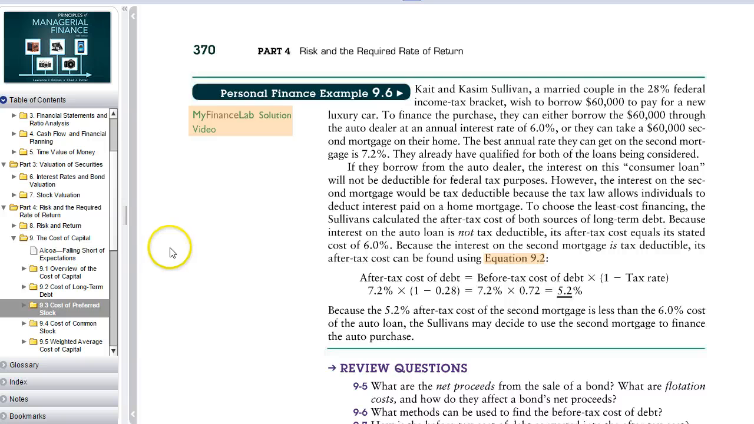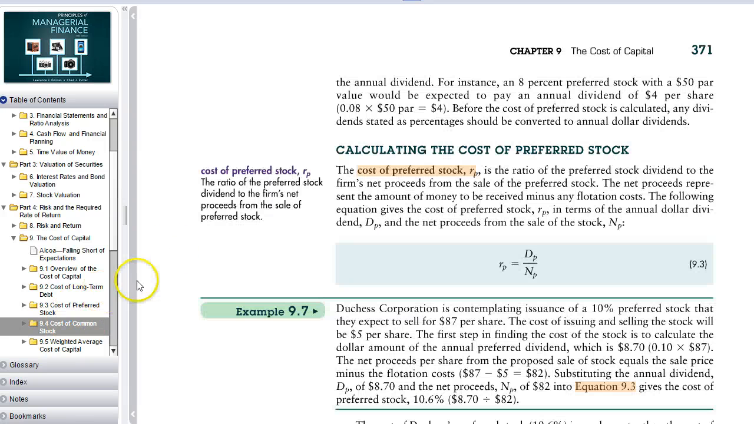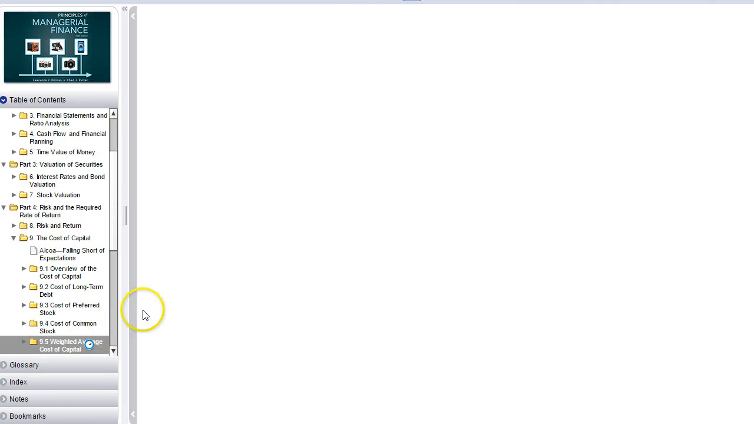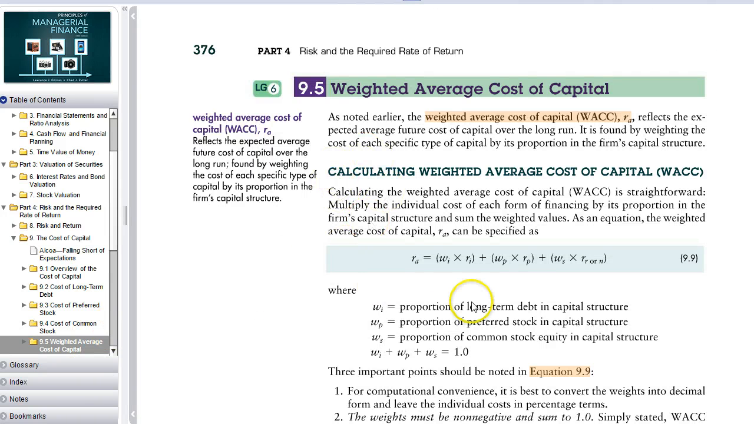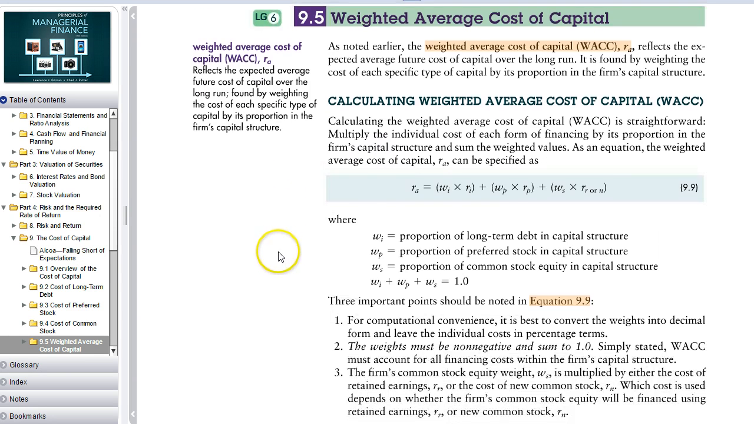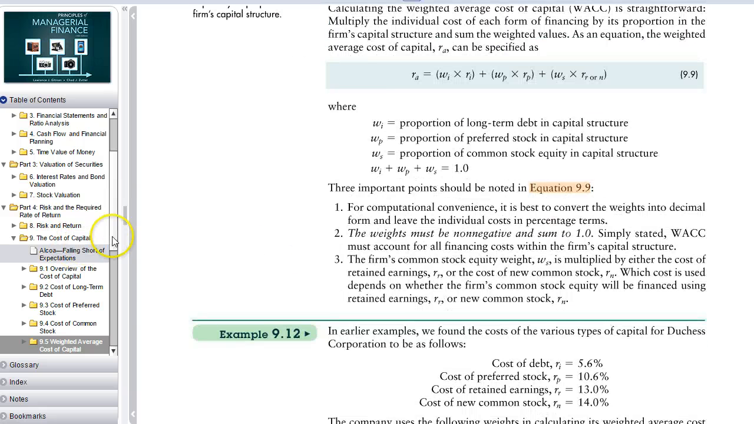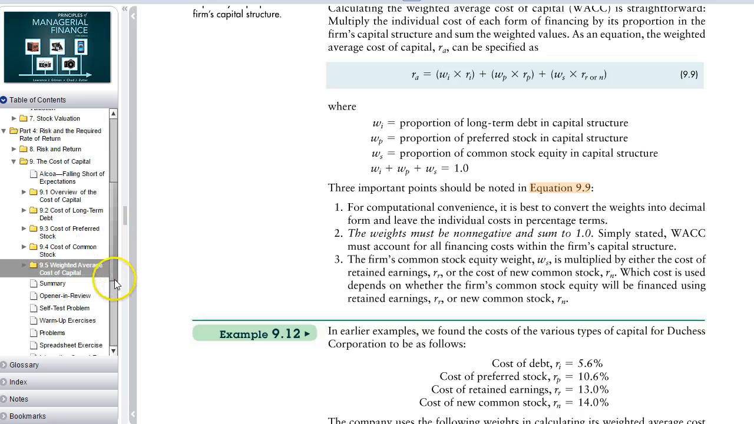We looked at the cost of preferred stock, and of course the cost of the common stock. And more importantly, at the end of the chapter, we discussed this weighted average cost of capital formula, where we took the different sources of capital and we weighted them by the size of the capital in the pie and come up with a weighted average cost. That's important for investors. This is what you use to figure out what investments you need to make, because your investments have to return more than your cost of capital.